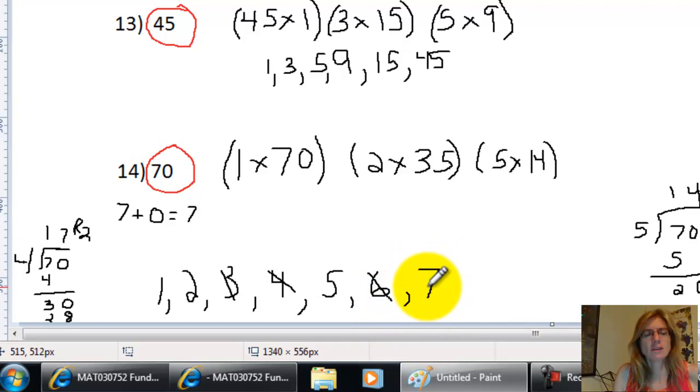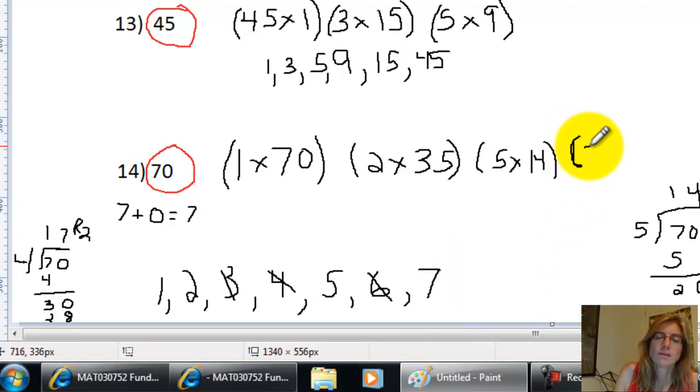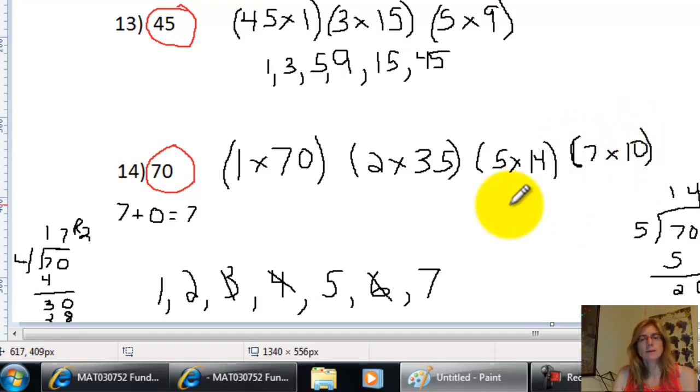Now does 7 go into 70? Well, it sure does. 7 times 10 is 70. Okay. And then you would go to 8. Does 8 go into 70? Well, 8 times 10 is 80. 8 times 9 is 72. So 8 will not go into 70.